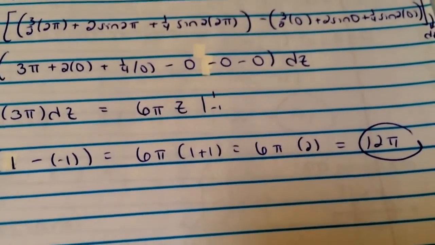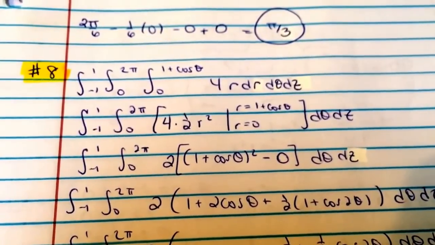So try this one by yourself. It's number 8. So here's number 8. Pause the video, try it by yourself, come back and see if you got it right. All right, so you should have gotten 12 over pi. In case you didn't get that, here's my work.